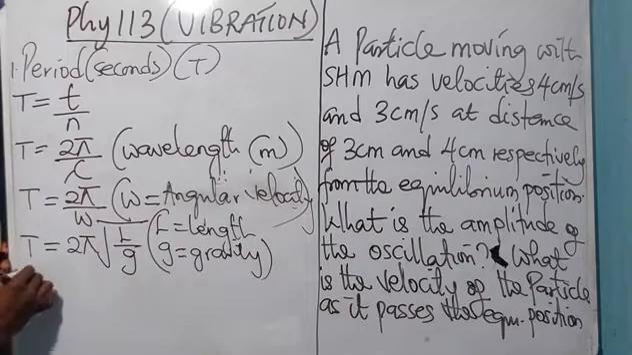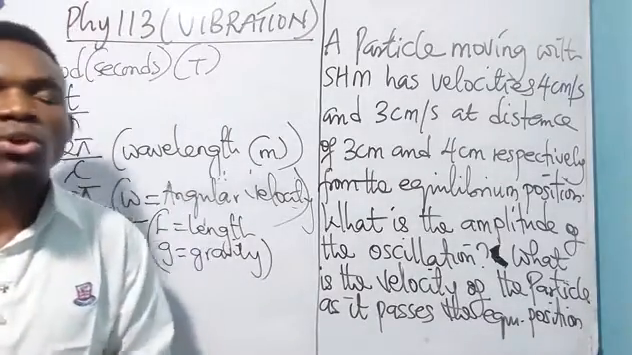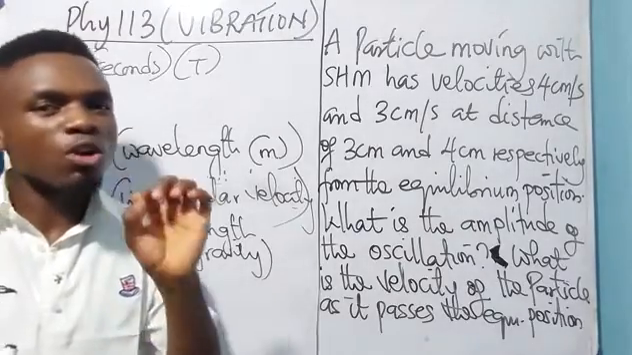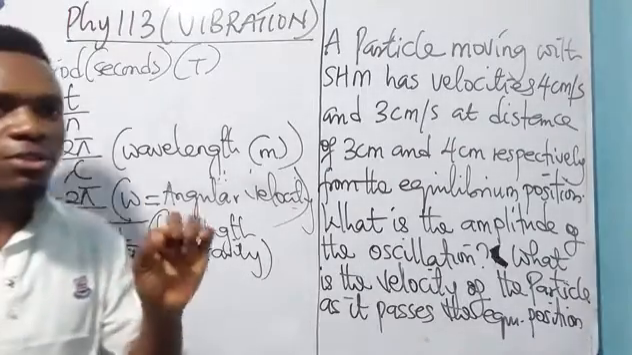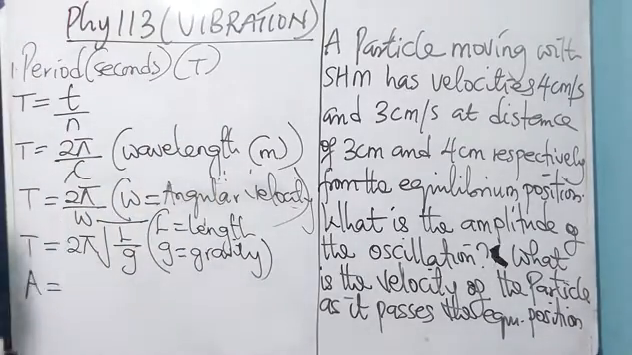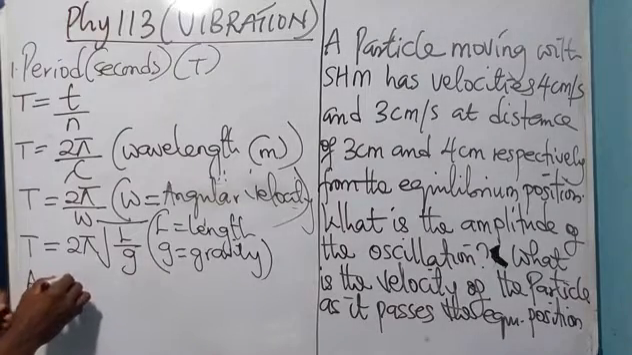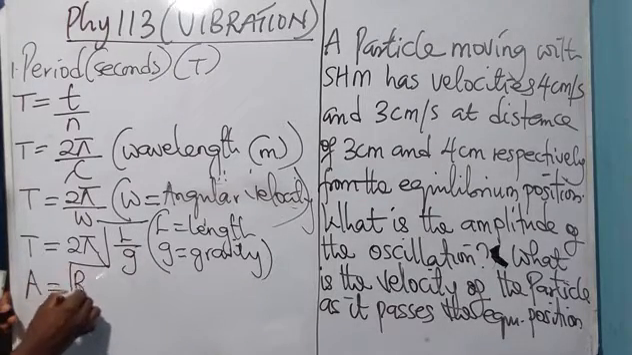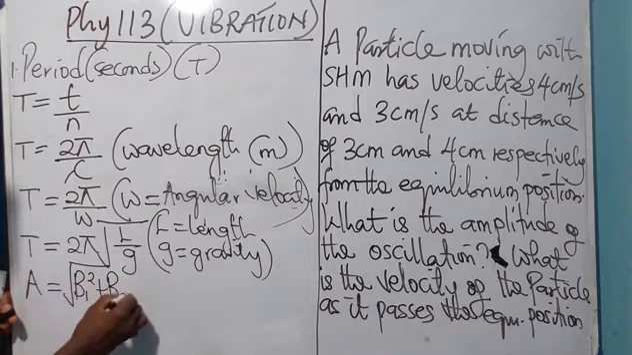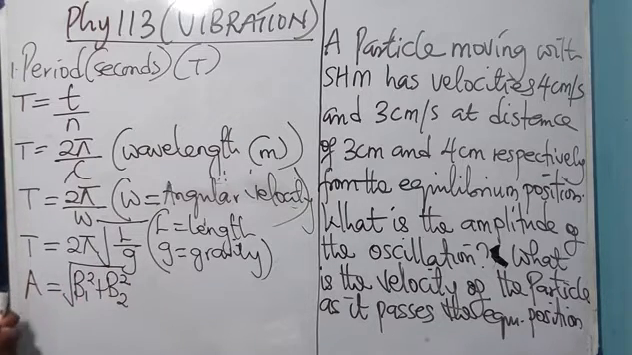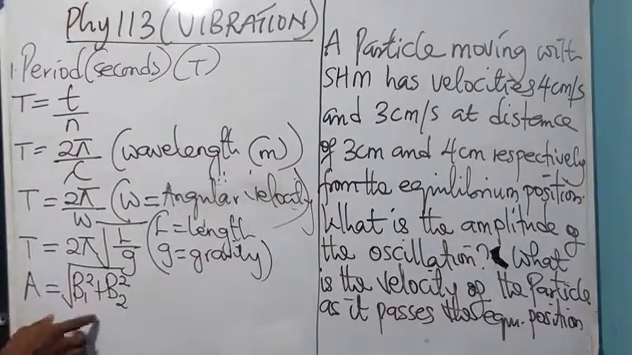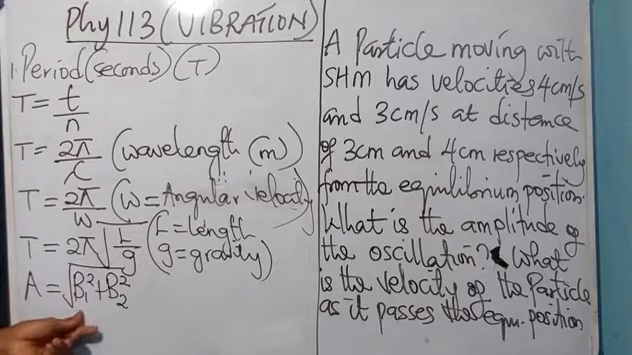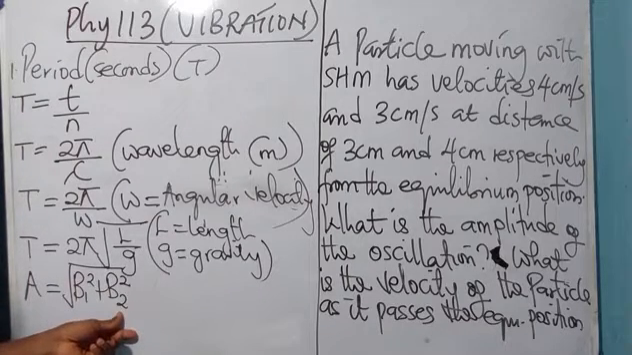Then we also have amplitude. The amplitude of a wave means the maximum displacement of a wave particle from its equilibrium point. Alright? And it is given as the square root of B1 squared plus B2 squared. Now B1 and B2 are called constants. Alright? Take note of that. It is very important.